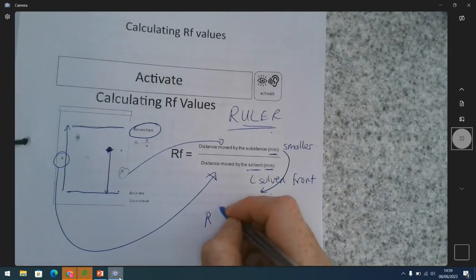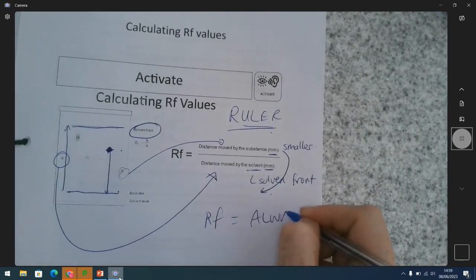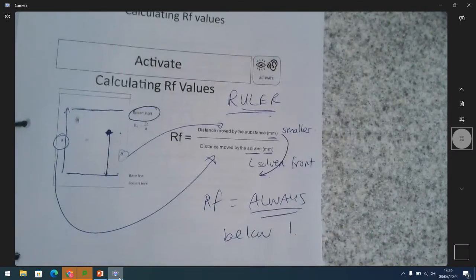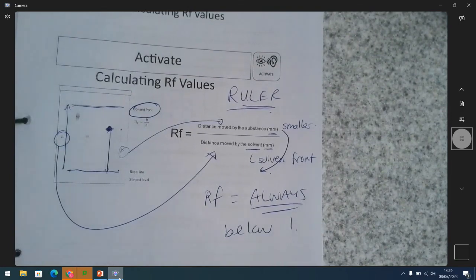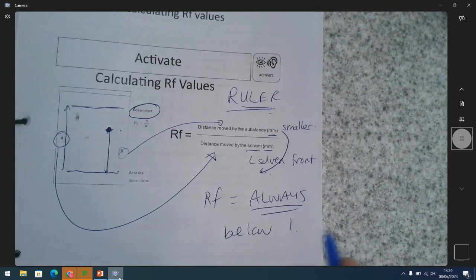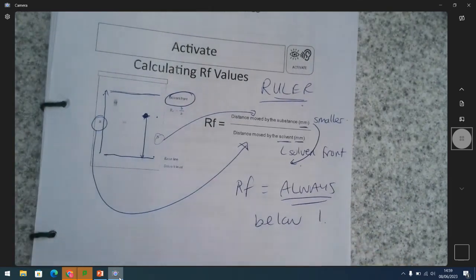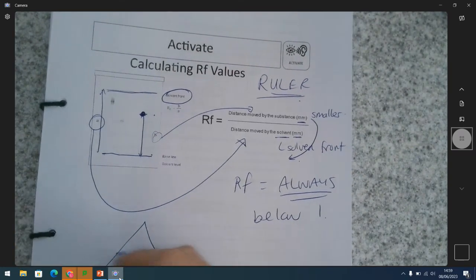Let me just tell you now that RF values are always below 1. So if you do the calculation the wrong way around, you will not get an answer below 1. So that will obviously prompt you to figure out you've got to turn them the other way around. RF values are always below 1. Depending on the solvent you're using, that will change the RF value because each solvent can dissolve things in different ways. You might be asked to rearrange that equation.